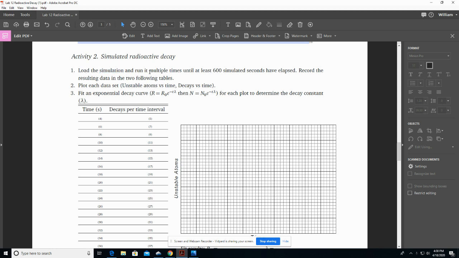Load the simulation and run it multiple times until at least 600 simulated seconds have elapsed. Record the resulting data in the two following tables.